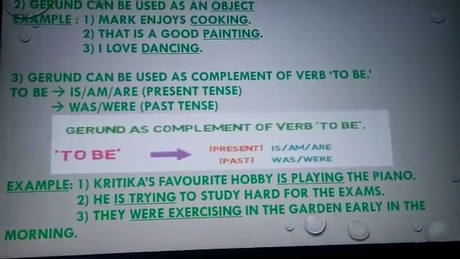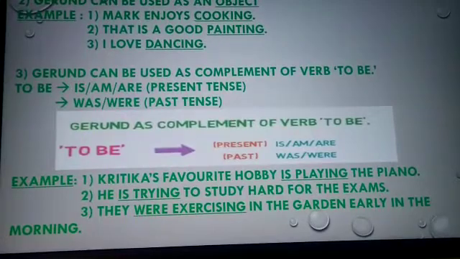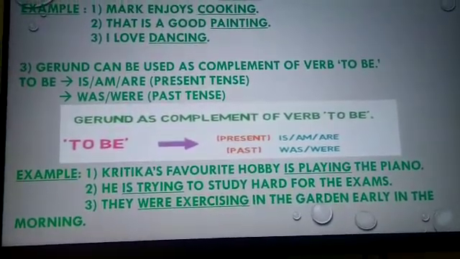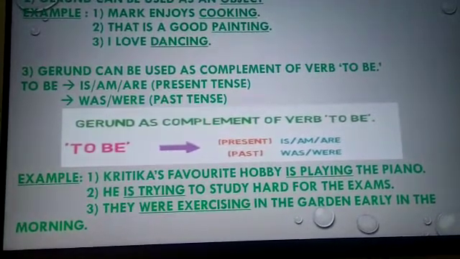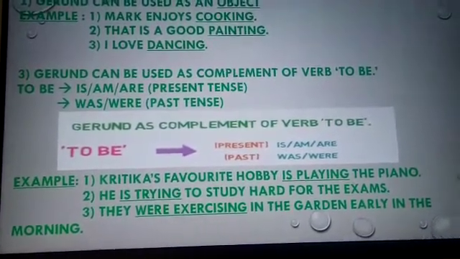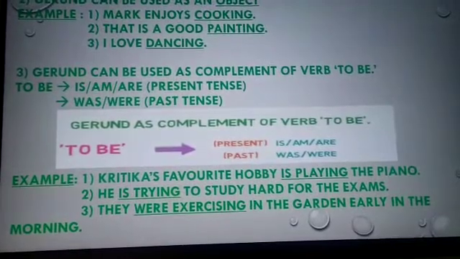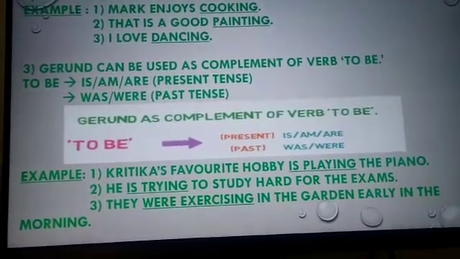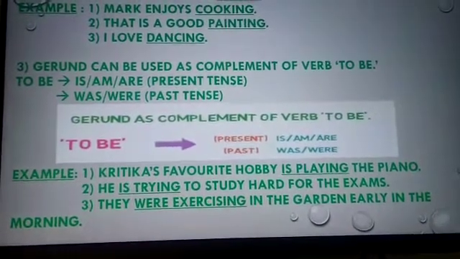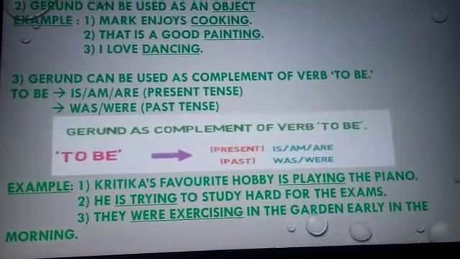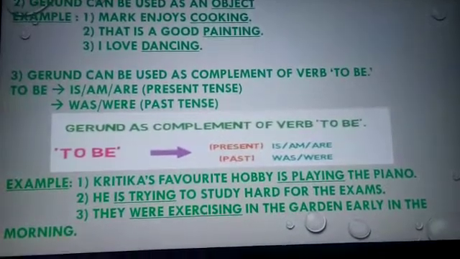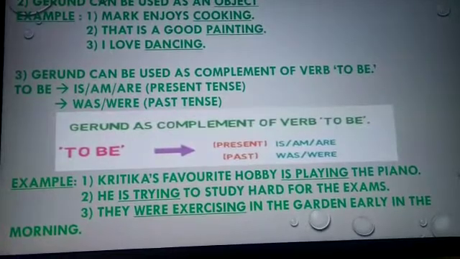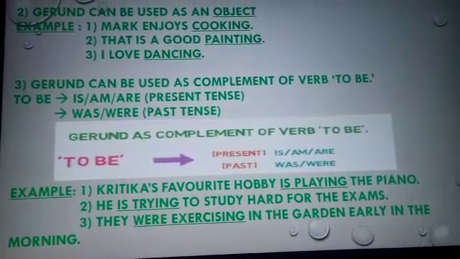First example, Kritika's favorite hobby is playing the piano. Here we can see that the sentence is in present tense. It is having is, whereas is playing is a gerund which is in the form of to be. Second, he is trying to study hard for the exams. Here we can see that is trying is a gerund in the form of to be. This sentence is in the present tense.